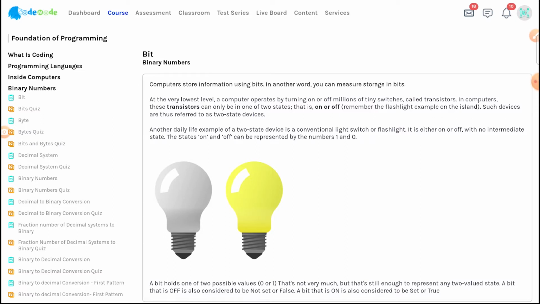Today we are starting a new chapter called binary numbers, and in this class we will learn about bits.